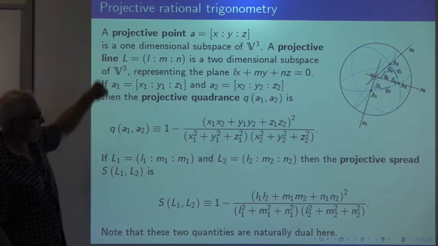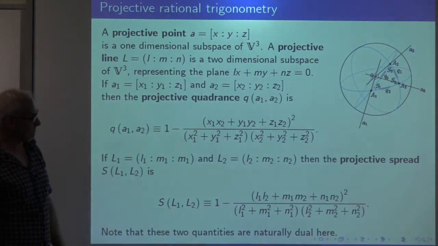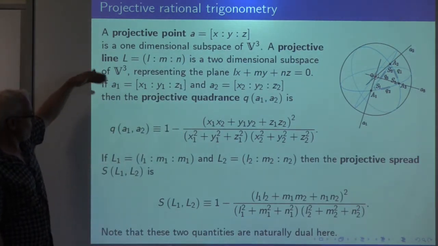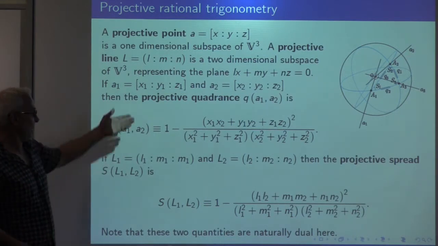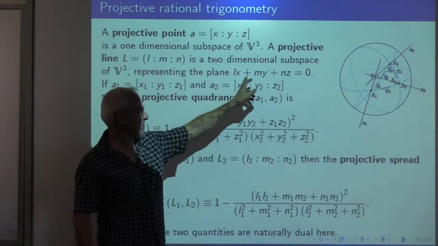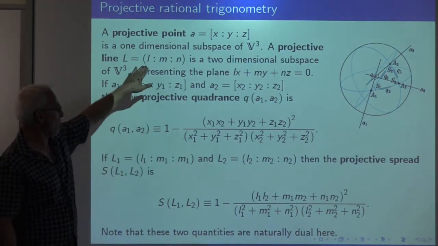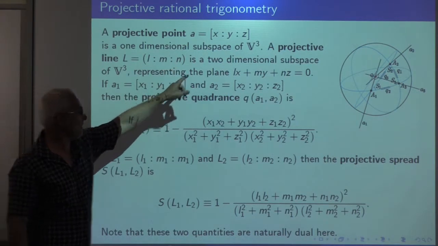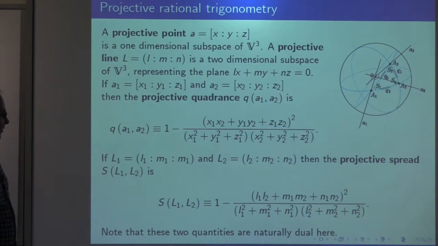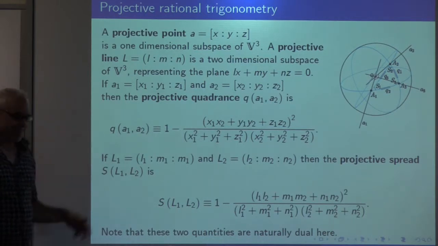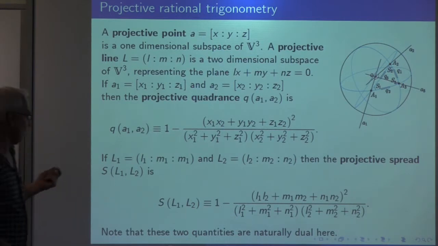So a projective point is a line, which has homogeneous coordinates x, y, z. A projective line in this context is a plane through the origin, which can be represented by Lx plus My plus Nz, so the normal vector gives us coordinates for the plane. So these are lines and these are planes, or just projective points and projective lines. And then the projective versions of the affine concepts I told you about are these ones here.